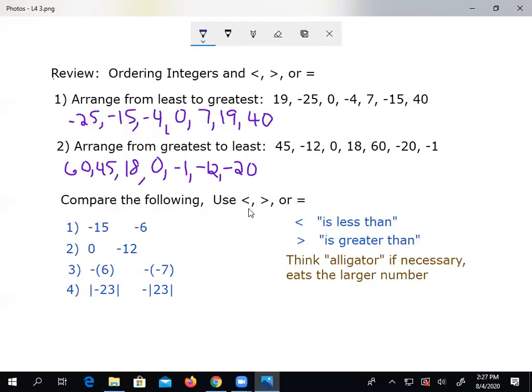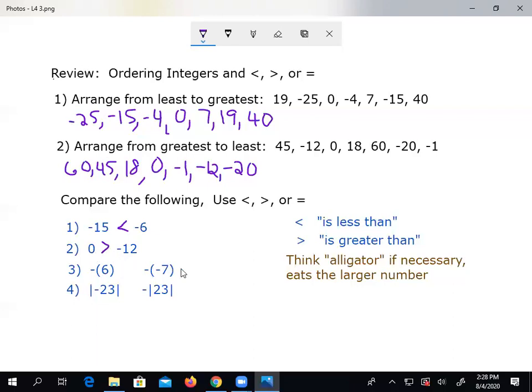Compare the following, use less than, greater than, or equal to. So remember, this is the less than symbol, this is the greater than symbol. Also, if you get lost, always think like an alligator. It always eats the larger value. So -15 and a -6, the -6 is actually the larger value. So -15 would be less than -6. 0 is actually more than -12, so I eat the 0, which means 0 is greater than -12.